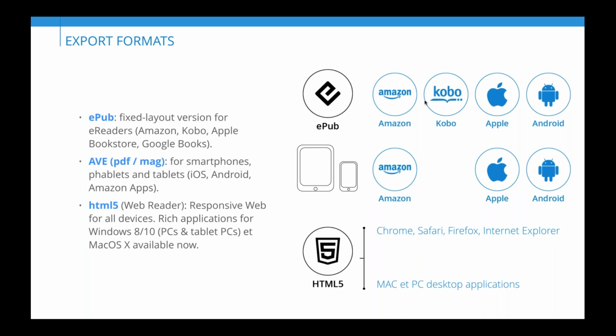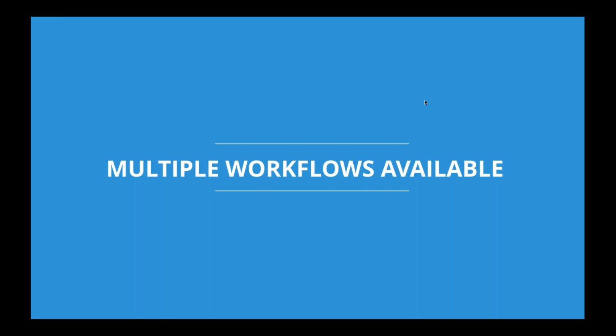Last but not least, we are also providing HTML5 output packaged in what we call a web reader. This is an autonomous archive that you can deploy, reuse and configure yourself on your website, which could be for intranet, extranet or internet purposes. We are also now bringing new fat applications for Windows 8 and 10, which can be used not only for PCs and Macs, but also for tablet PCs. So this is the range of outputs.